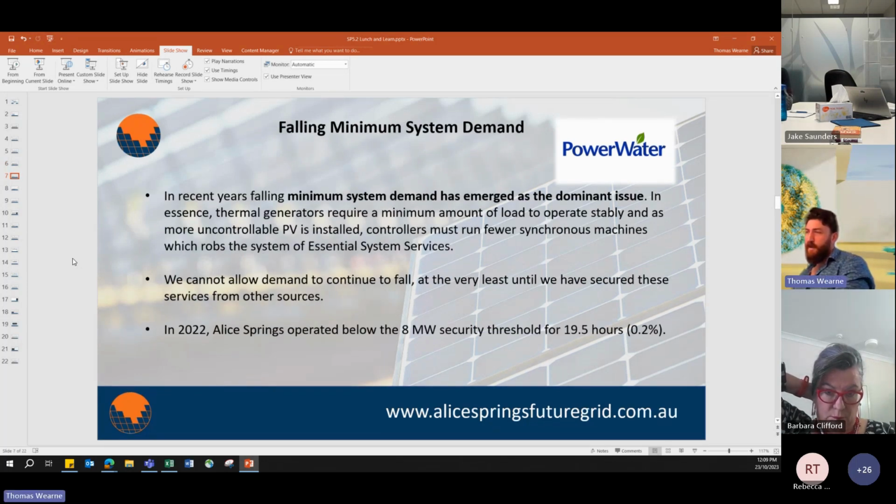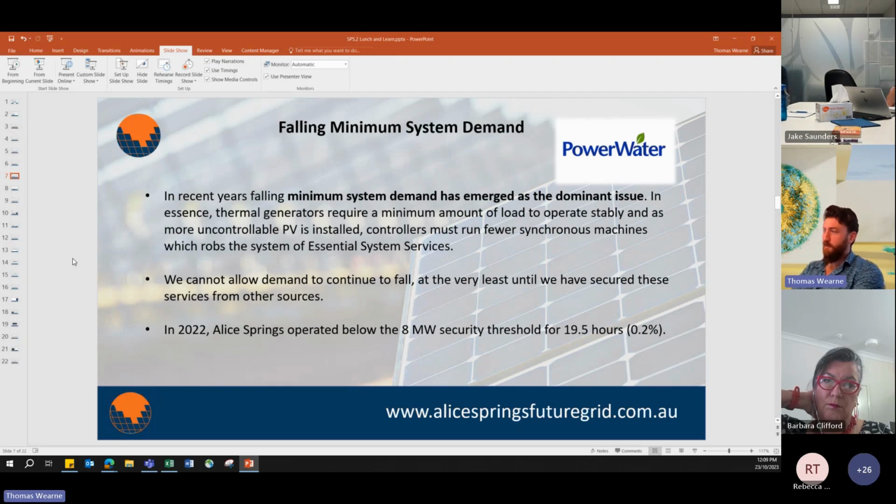The minimum system demand thing has become really the dominant issue for industry, so I have to have a slide on that. For a really quick explanation, thermal generators require a minimal amount of load to operate stably. If you keep adding more uncontrollable solar and this drives down the load, the controllers are forced to run fewer synchronous machines because there isn't enough load to keep the required number online.